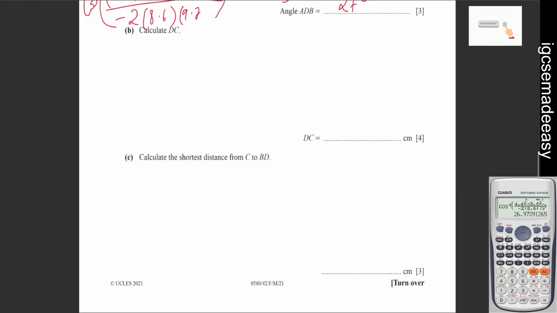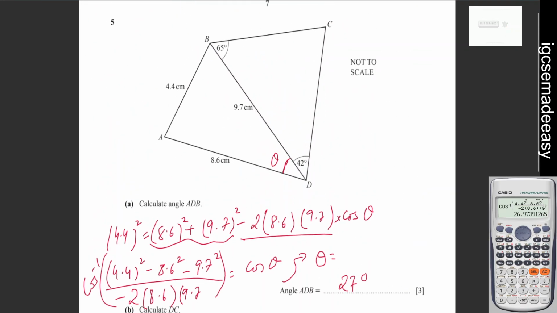Part B, calculate DC length. So we have to find out DC, and here we are given two angles that are known, 65 and 42. We can find this angle by subtracting from 180. So 65 plus 42 minus 180 gives you 73. So this angle is 73 degrees.